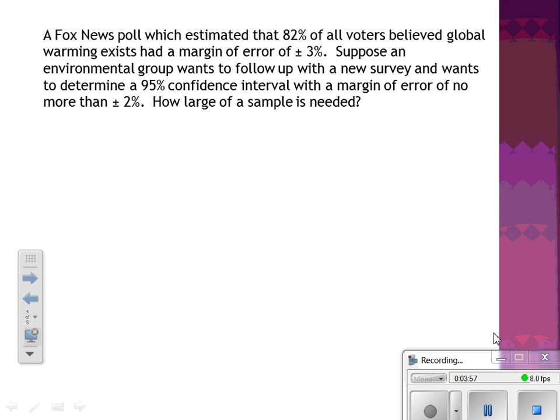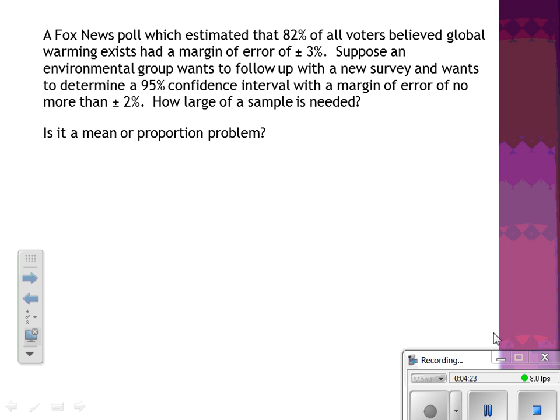All right, here's another one. A Fox News poll estimated that 82% of voters believe global warming exists, with a margin of error of plus or minus 3%. An environmental group comes along and wants to look at that same information, but they want to use a 95% interval and shrink that margin of error down. They don't want any more than 2%. So let's figure this out.